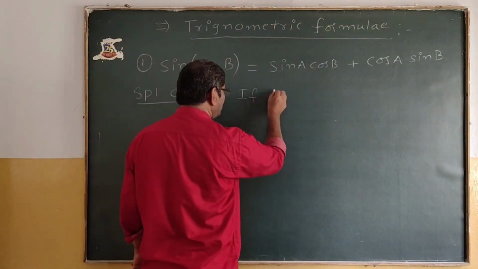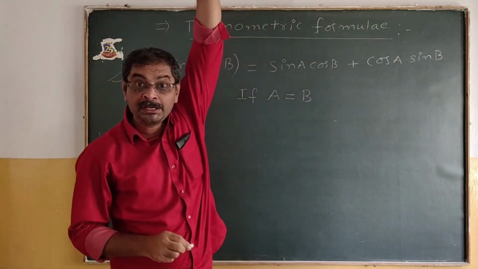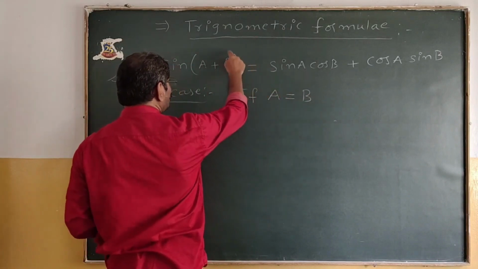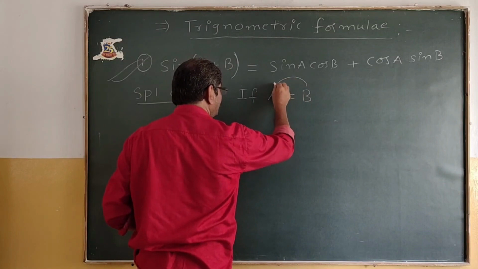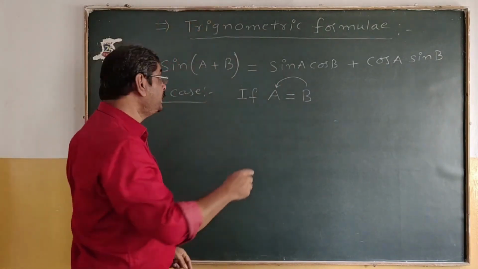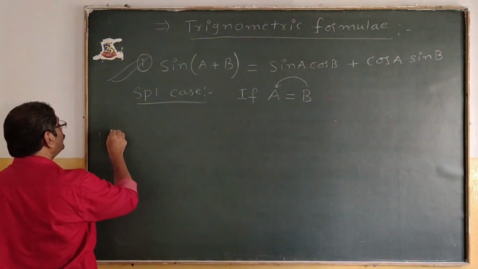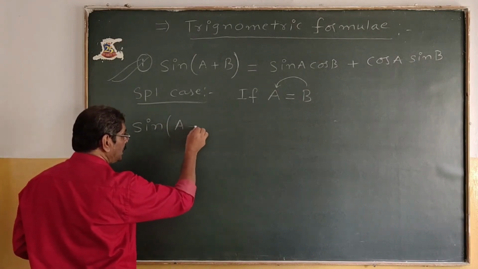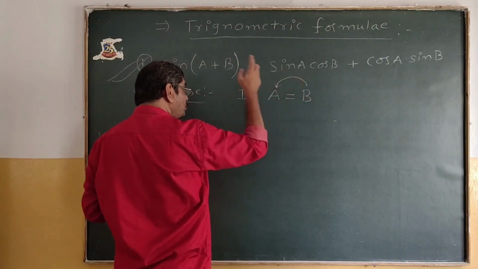Let us see if A is numerically equal to B. In the above formula, I am taking a special case where A equals B. Meaning wherever we got B, B will be replaced by A. So I can write sin of A plus B, where B is equal to A.